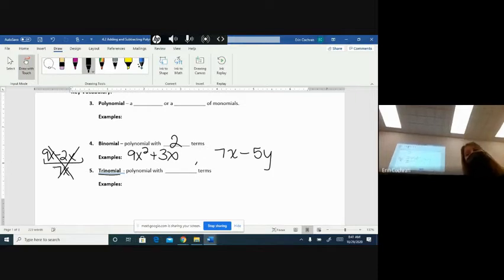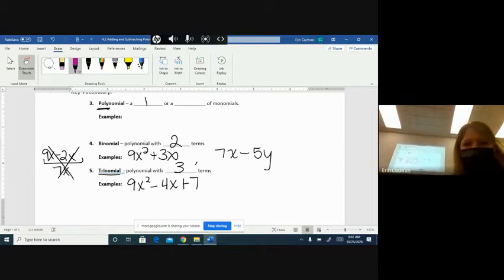Trinomial. What do you think a trinomial would be then? 3 terms. So we could have like 9x squared minus 4x plus 7. We have 3 terms. That's a trinomial. Now, anything 4 and above, we don't have specific names for that. We just call that a polynomial, okay? So a polynomial is one or a sum of monomials. One or more. Or the sum of monomials.